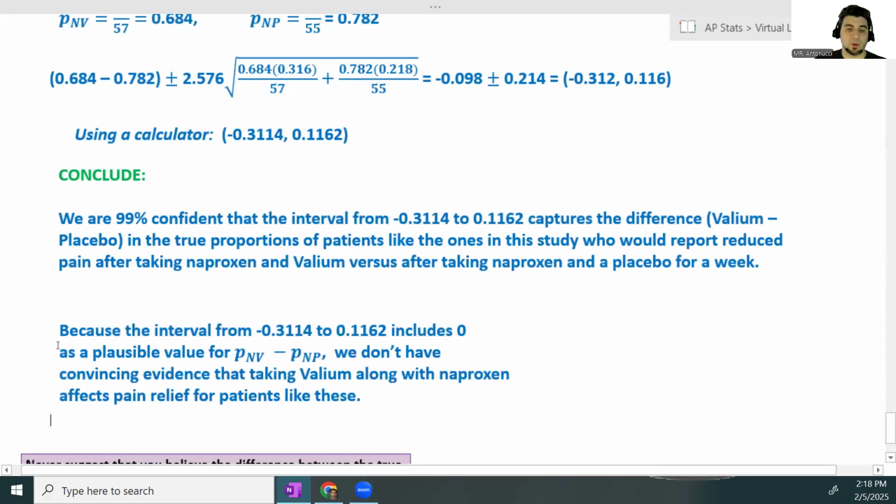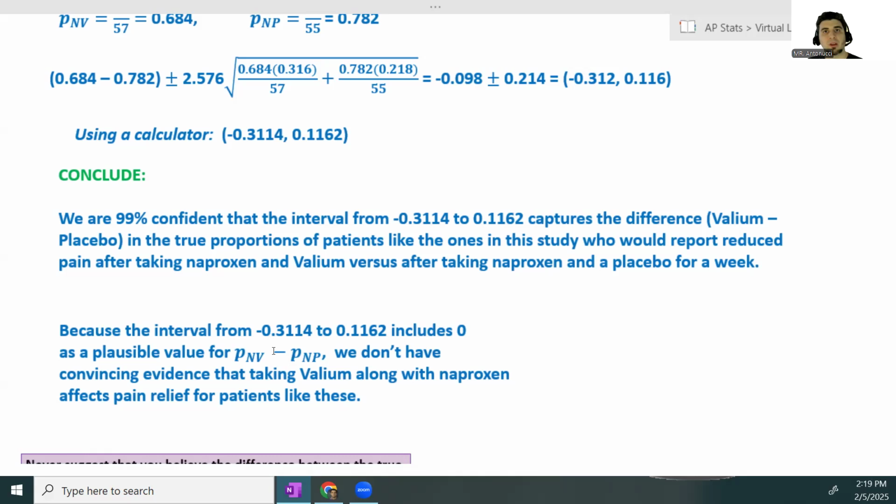And what we would say is because the interval from negative 0.3114 to 0.1162 includes 0 as a plausible value for the difference in proportions, we don't have convincing evidence that taking Valium along with naproxen affects pain relief for patients like these. A couple things to note. We have the confidence interval. We have everything stated in context.